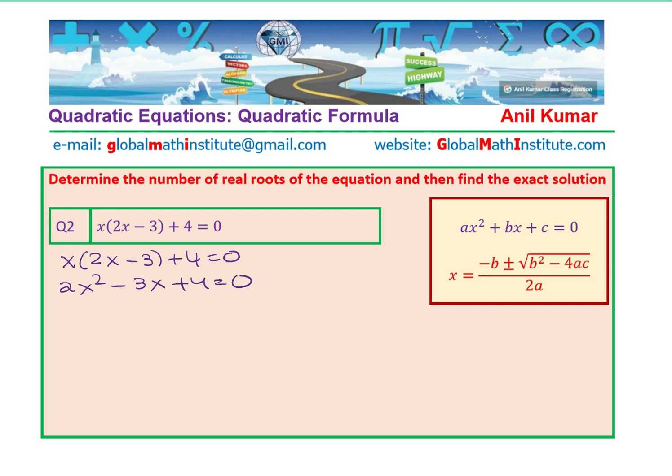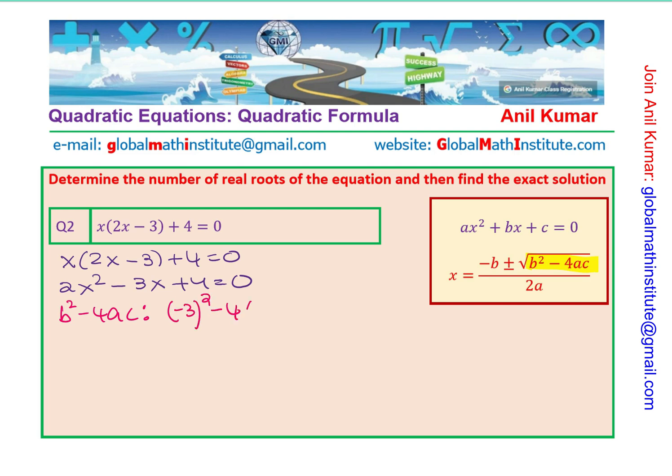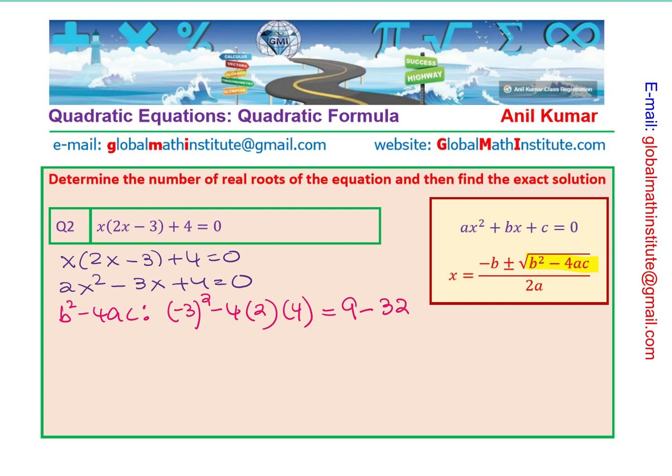Perfect. Now let's analyze the b square minus 4ac part, whether it is positive, 0 or negative. So in this case, what is b square minus 4ac? b square minus 4ac means minus 3 square, which is the value of b, minus 4 times a is 2, and c is plus 4, correct? So that gives you minus 3 square is 9, right? And 4 times 2, 8 times 4 is 32, right? So clearly, this is a negative number, right? So we get minus 23.